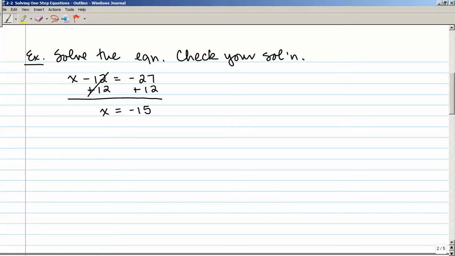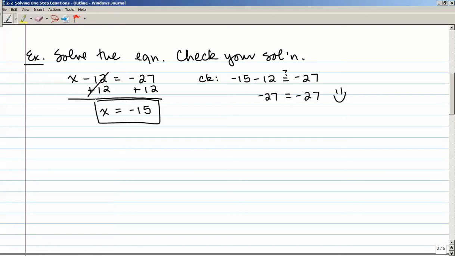Now it says check your solution. To check if your solution is correct, you're going to take your answer and plug it back into the original equation. So since I came up with x equals negative 15, when I rewrite the equation, I'll put a negative 15 in for x minus 12. Is that equal to negative 27? Well, negative 15 minus 12 is equal to negative 27. So indeed, my answer does work. So my final answer is x equals negative 15.